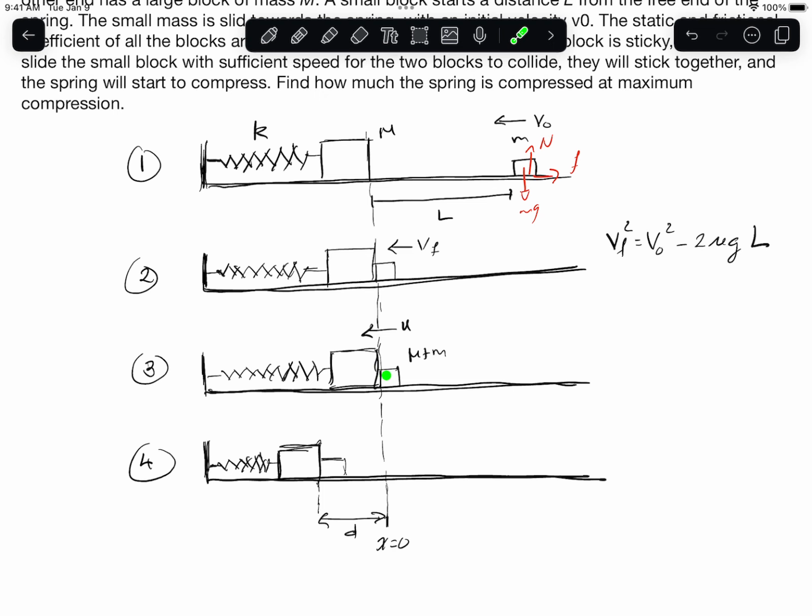The little block sticks to the big block, and so now the two blocks are moving to the left with some speed u. And so the question is, what is the speed u? So this is a collision, so this is going to be a conservation of momentum problem. So let's do this.